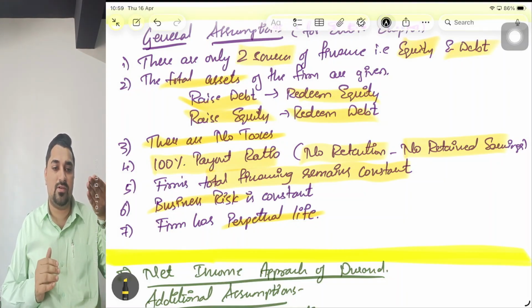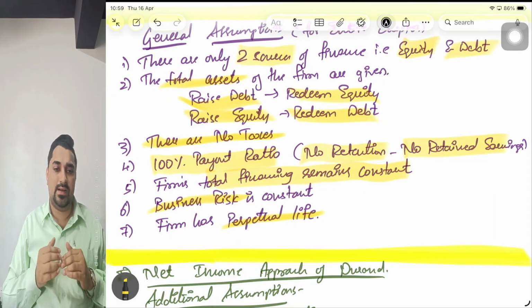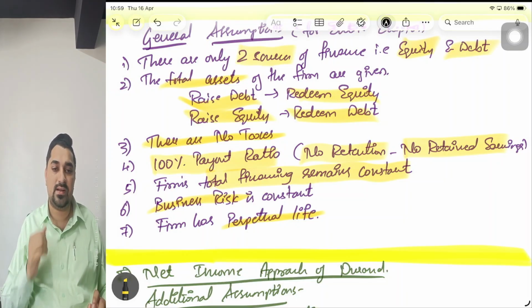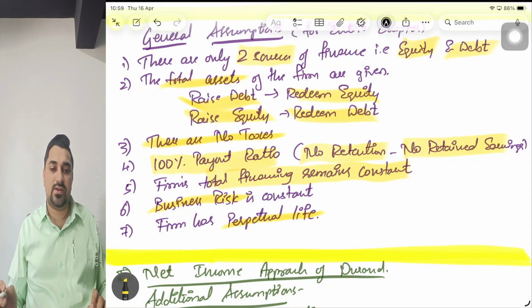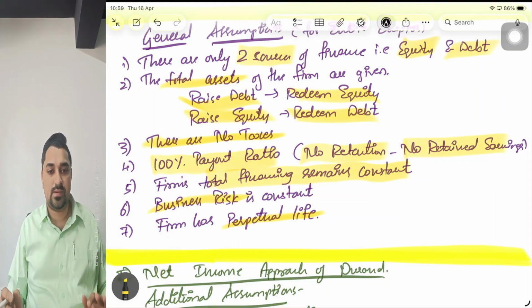Whenever I raise money in the form of debt, I'll repay equity. Whenever I raise money in the form of equity, I'll repay debt. And there are no taxes, 100% payout ratio. It means no retained earnings. All the profits are paid away as dividends. And the total financing requirement of the firm is constant. Business risk is constant and the firm has perpetual life.